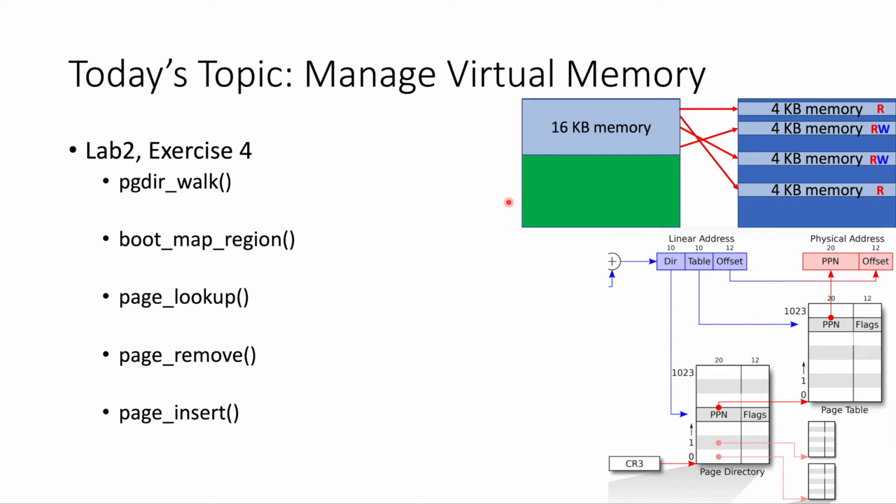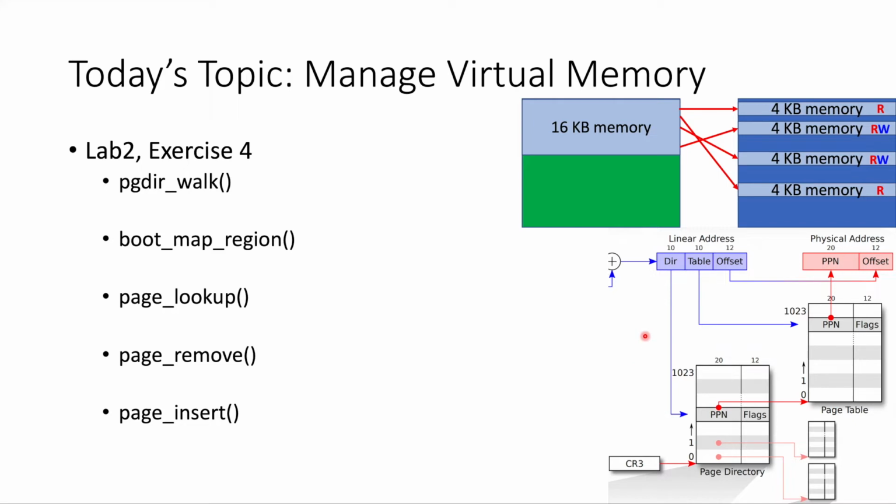And these are for exercise 1, and today we will cover exercise 4, comprised of the following 5 functions: pgdir_walk, boot_map_region, page_lookup, page_remove, and page_insert. These are for linking virtual addresses to physical addresses, and also setting the permissions, by using this 2-level structure, the page directory and page table structure.